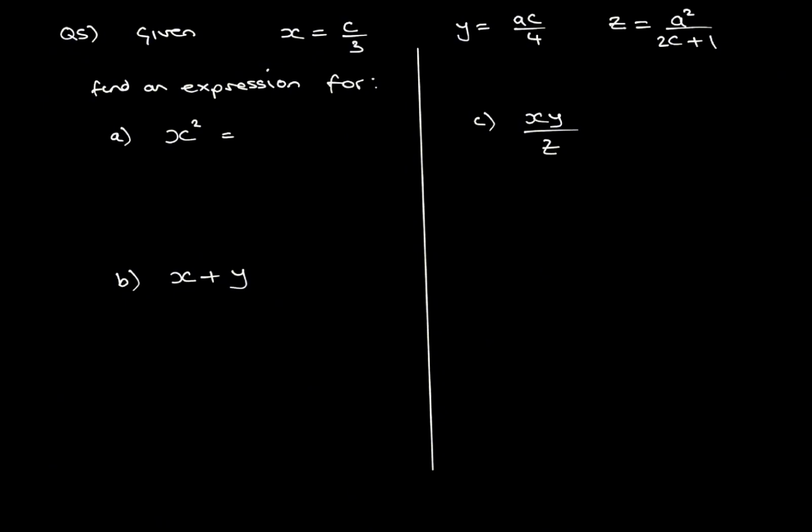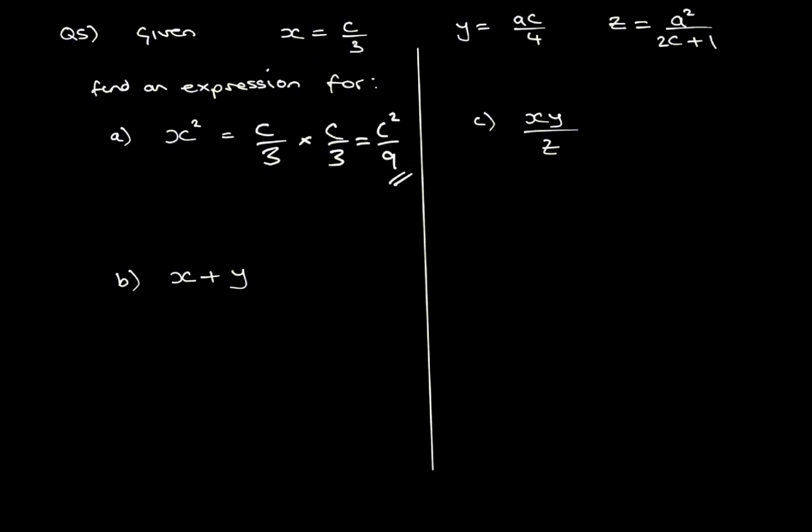We've got another type of question where they are giving us x equals c over 3, y equals ac over 4, z is equal to a squared over 2c plus 1. And they want us to find expressions for x squared. So x squared simply means x times x, or in other words, c over 3 times c over 3, which is c squared over 3 times 3, which is 9.